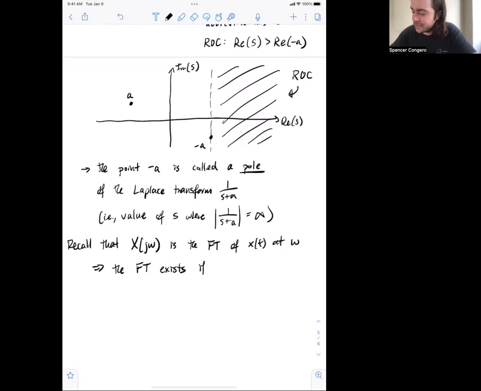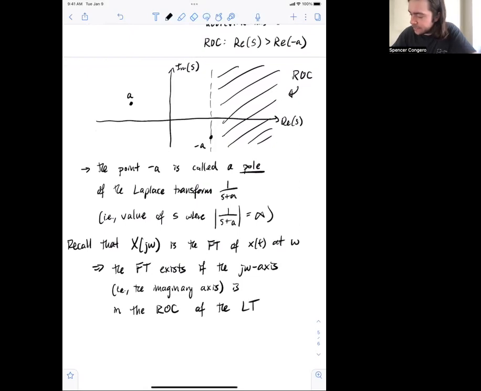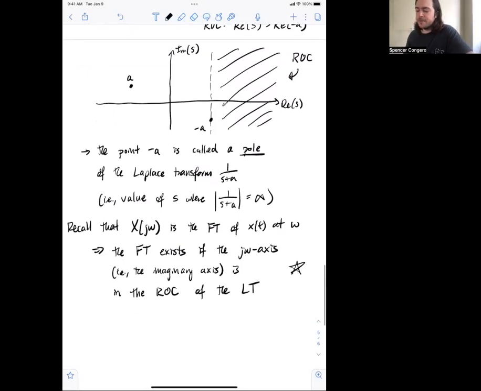So the Fourier transform exists if the j omega axis, i.e. the imaginary axis, is in the ROC of the Laplace transform. That's a really important point. I'm going to star it. So the Fourier transform exists if the j omega axis is in the region of convergence, right?